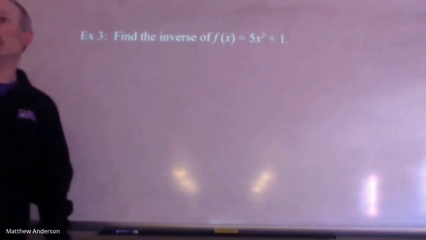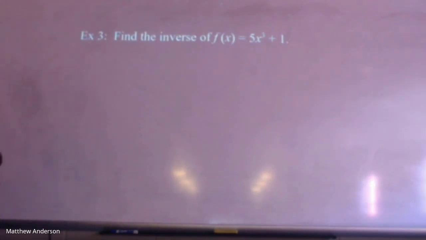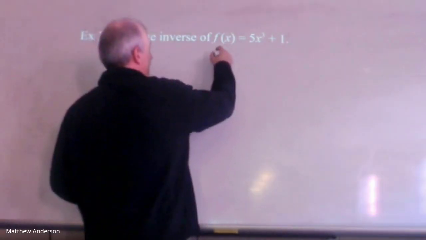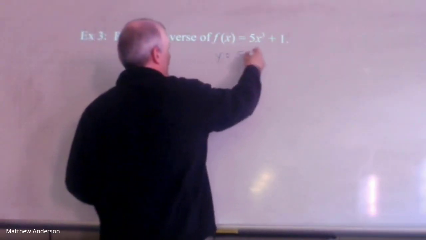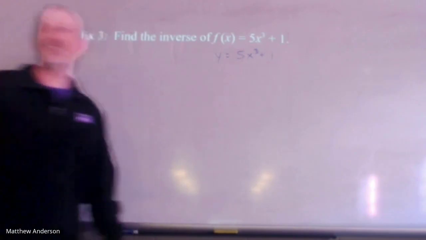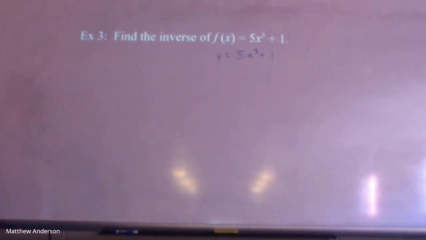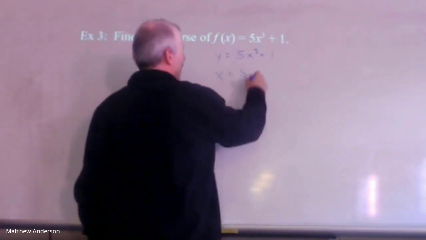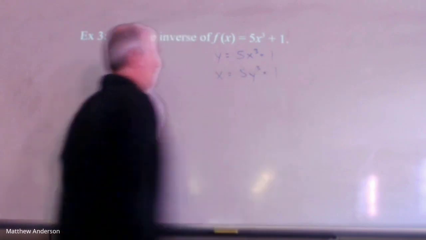So what are we going to do first? Put the y in. Yep. When you sit back that far, I can't hear you very well, so you've got to help me out. After we put the y in, then what do we do? Interchange the x's and y's. So x equals 5y cubed plus 1.